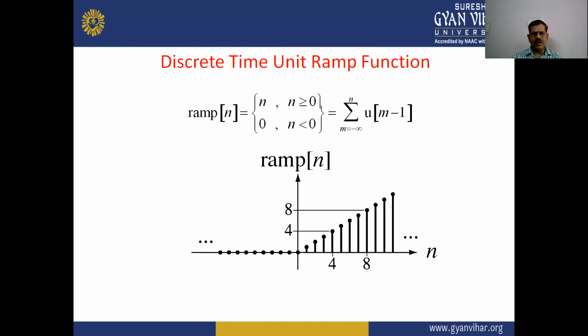Discrete time unit ramp function. Unit ramp function, ramp[n] equal to n when n is greater than or equal to 0, and otherwise 0 when n is less than 0, or equal to summation from minus infinity to n of u[m minus 1]. So this is the discrete time unit ramp function, and it is also represented in this graph by the different amplitude values.